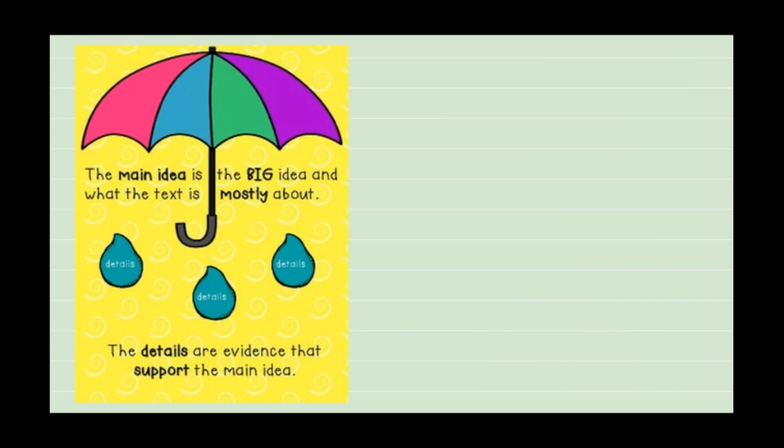Let's review. Look at my anchor chart. It shows an umbrella because the main idea is a big idea and what the book is all about. Details are like raindrops that fall under the umbrella. Details are information from the book that tells you about the main idea.